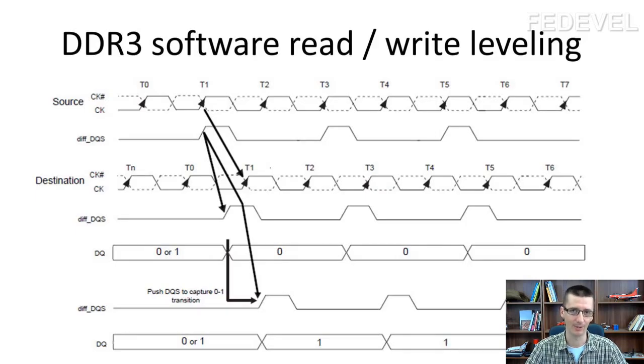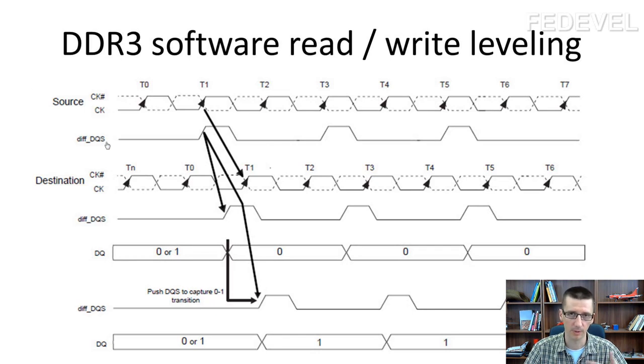But now we have another question. How do we know what kind of delay we have to use for the data lines? We will use something called DDR3 software read-write leveling. It's very simple, very clever. Have a look.